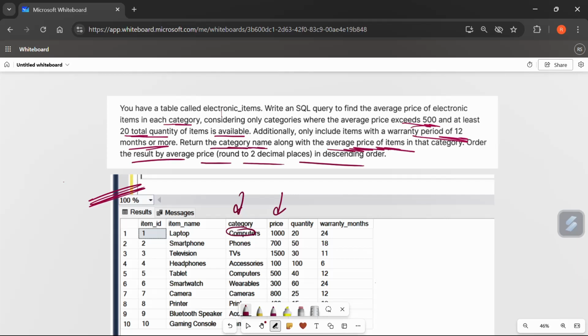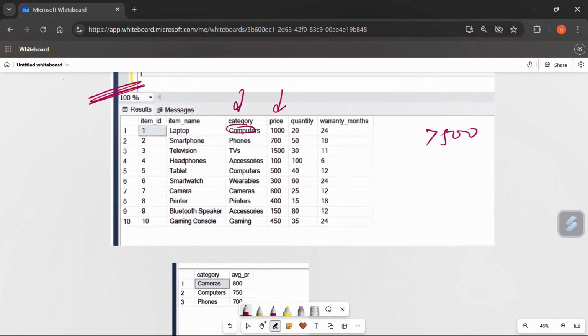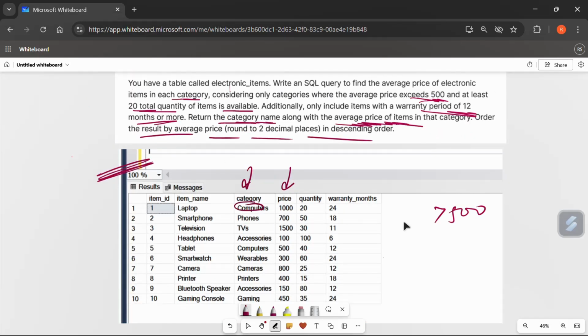That means in the result you have to consider only those categories that have average price greater than 500. If any category has average price less than 500, then you do not have to consider that category. Another condition is at least 20 total quantity of items is available. So for example, let's suppose we have a category. There must be at least 20 quantity items. If any category has less than 20 items, we do not consider that category.